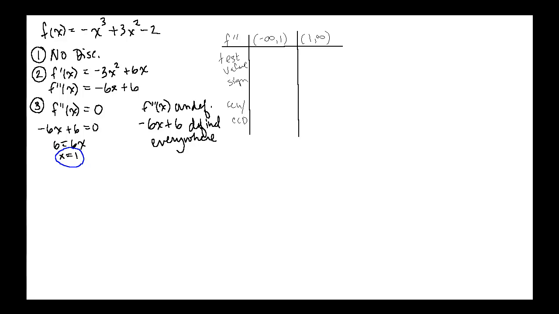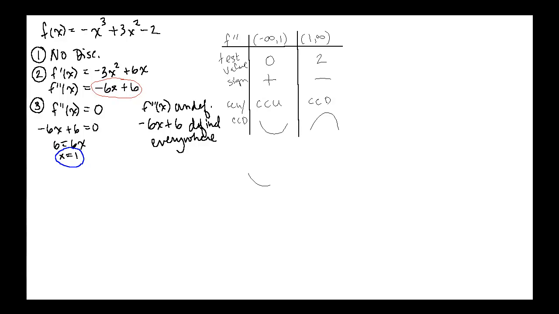All right, so test value. Pick 0 and 2. Remind ourselves where the second derivative is: negative 6x plus 6. If I plug in 0, I get 0 plus 6. That sign is positive. If I plug in 2, I get negative 12 plus 6. That's negative 6. So that tells me I'm concave up in one interval, and I'm concave down in the other interval. Looks like that.